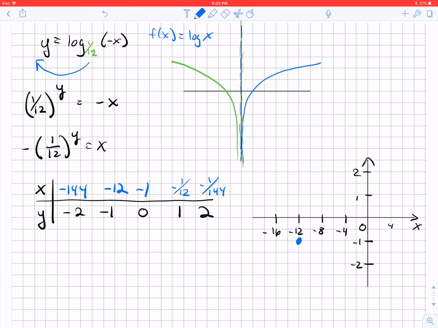That's not behaving like I was anticipating. Let me think about this for a second. The log usually goes like that. It flips it up and down, but we didn't do the outside by negative. We did the inside, so it should be a horizontal flip, like that. (1/12) to the y equals negative x. Negative in front. So now, negative 2, 12 squared, negative 144. So x is negative 12.